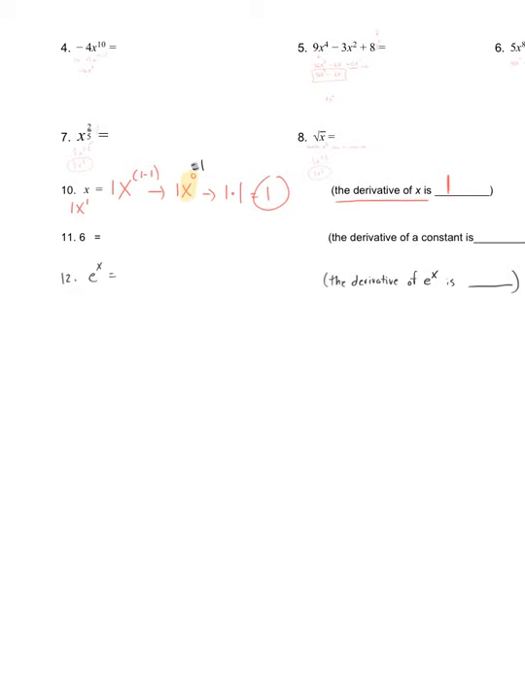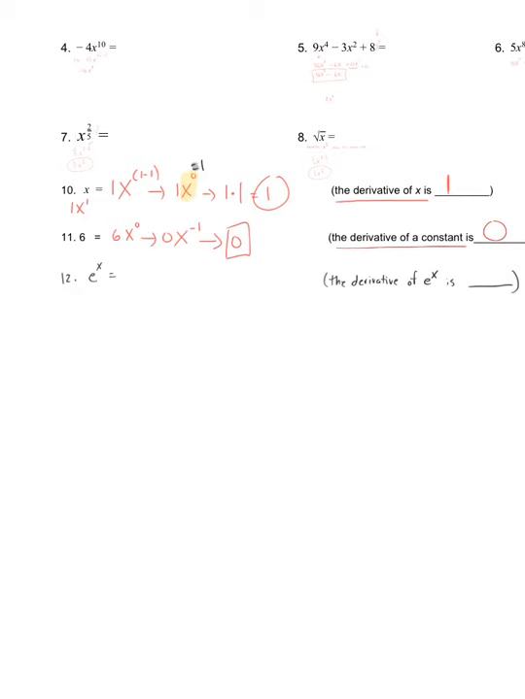Okay, number 11. We went through this earlier, but let's go through it again. A constant is the same as that constant times x to the 0, because we know anything to the 0 power is equal to 1. If we use the power rule, 0 times 6 is 0. 0 minus 1 is negative 1. And we know that 0 times anything is 0. So the derivative of any constant, the derivative of any number, is 0.